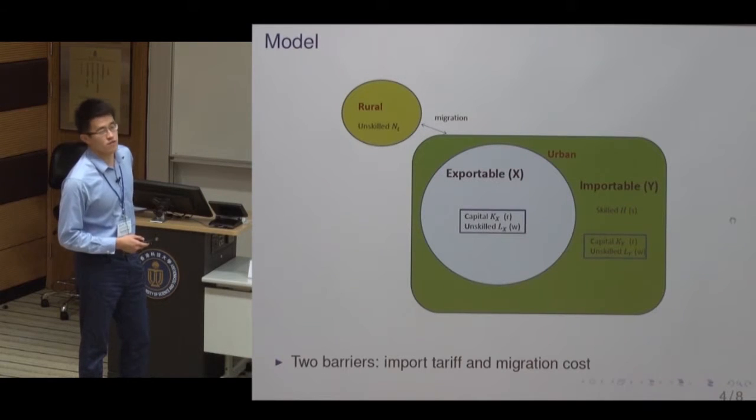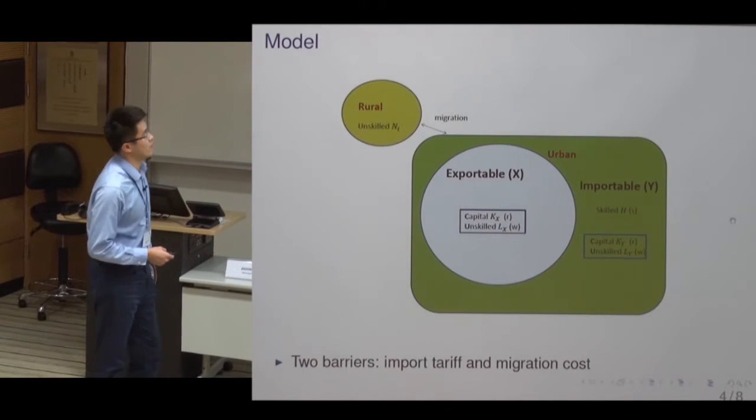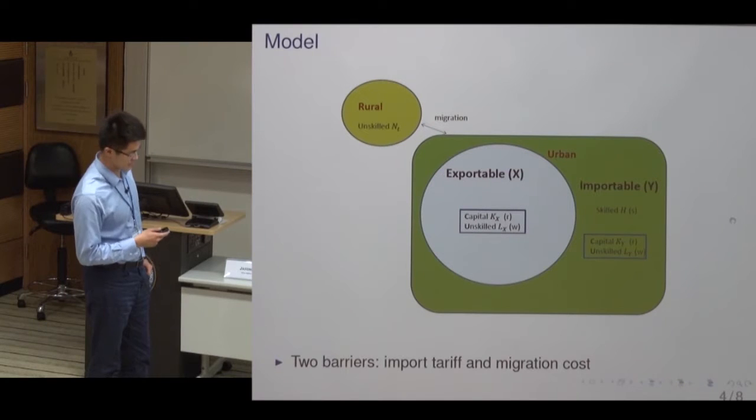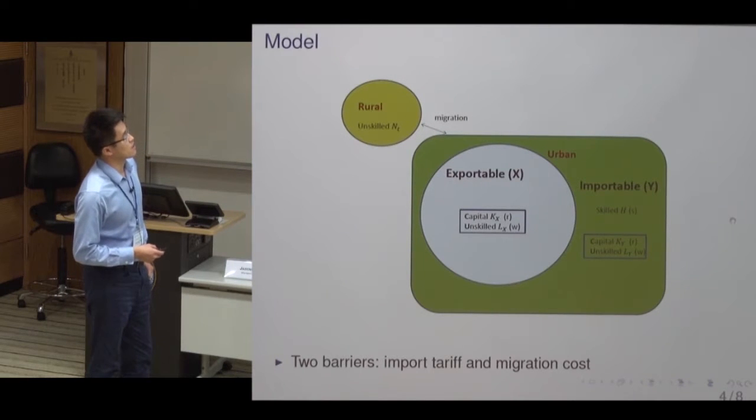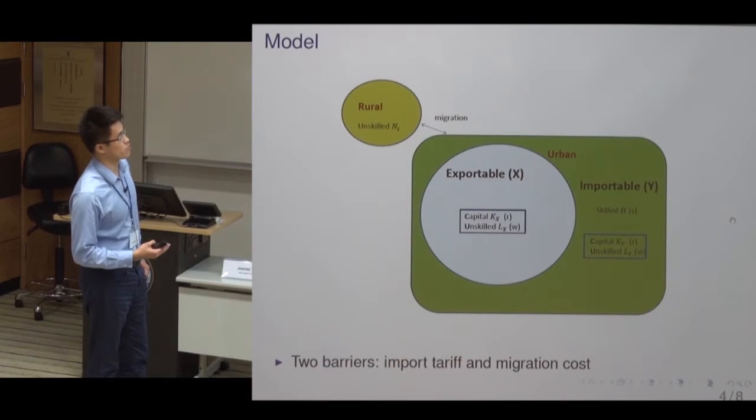So here's the summary of the model. The model has two sectors, the rural sector and the urban sector. The rural sector has unskilled labor, and the urban sector has unskilled labor, skilled labor, and capital. It produces two kinds of things. The first kind is exportable. The second kind is importable. Exportable X uses capital and unskilled labor. And the production of importable uses capital, unskilled labor, and skilled labor.